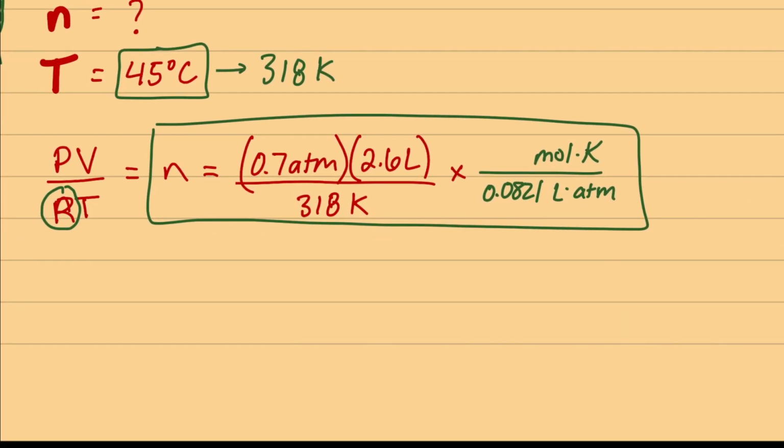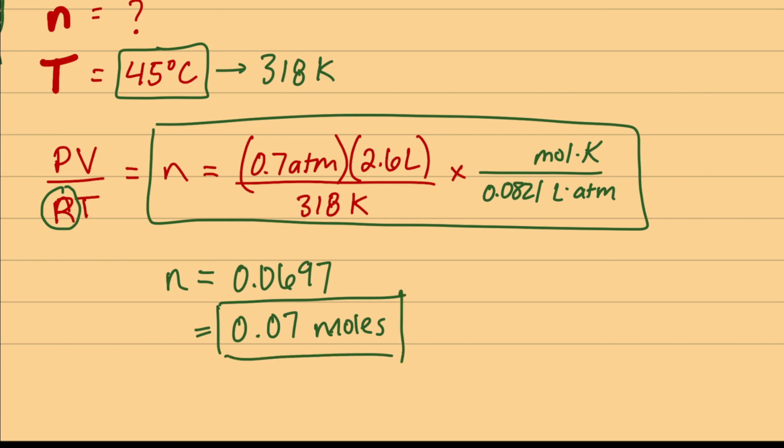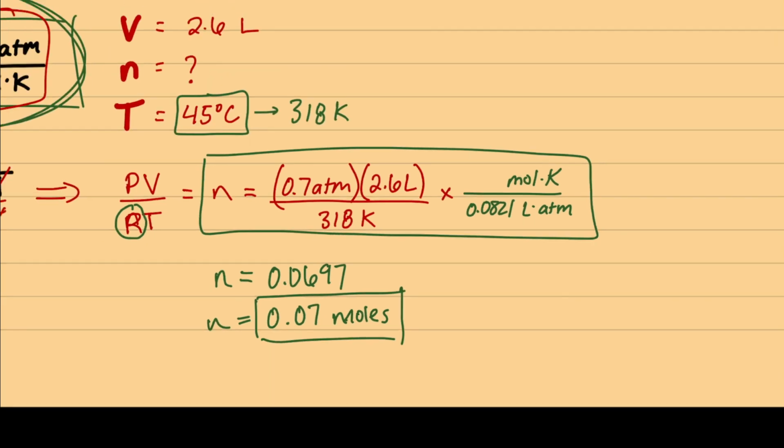So now I'm just going to plug this into my calculator. Again, practice doing this with me, especially if you did poorly on the test. I'm going to type 0.7 times 2.6 divided by 318 divided by 0.0821. And when I do this math, I get that my n is equal to 0.0697, which I'm going to round to 0.07 moles. And there we go. That's how you do these problems.